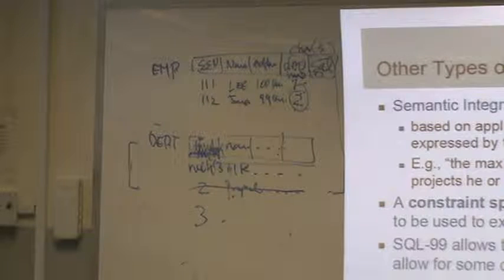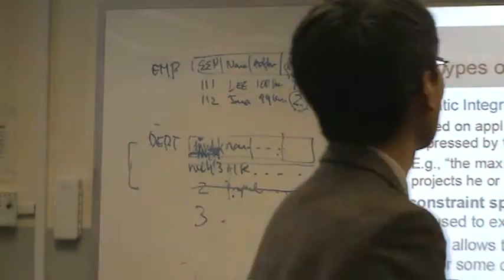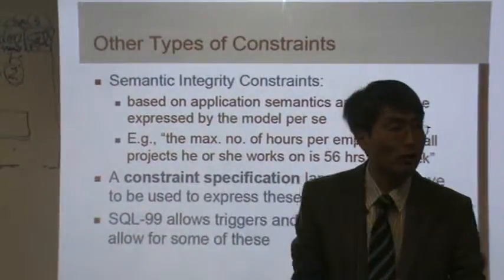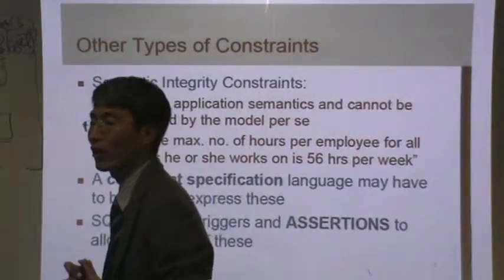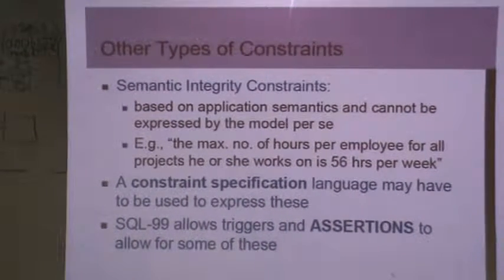That is the condition. But can you implement such a constraint using primary key? No, because that is for uniqueness. What about entity integrity? It's not none. We cannot implement it. What about the referential integrity? No, it's too specific. So this kind of constraint is called the semantic integrity constraint, that can be implemented separately.